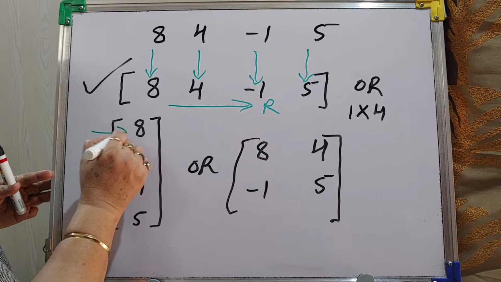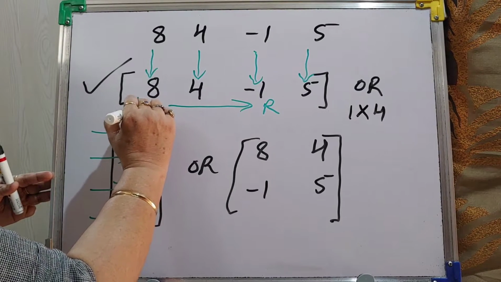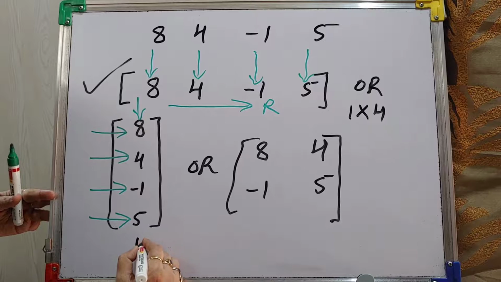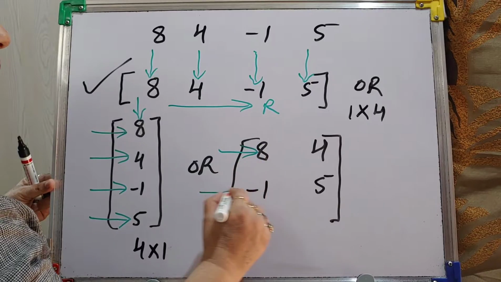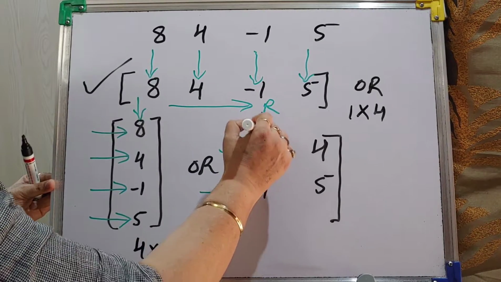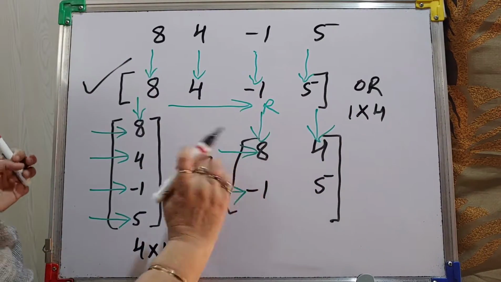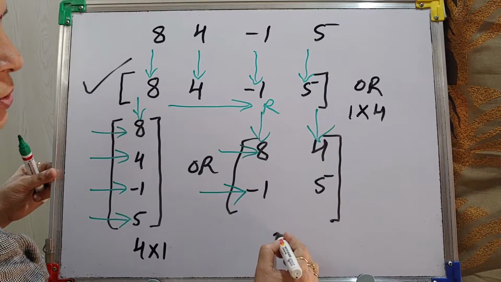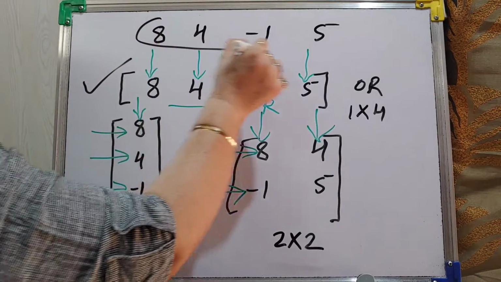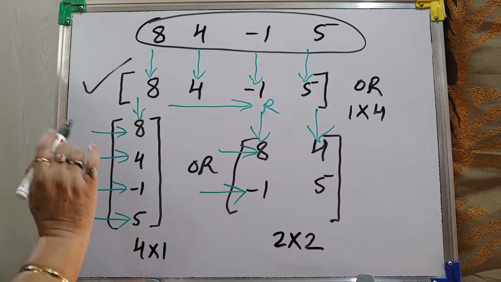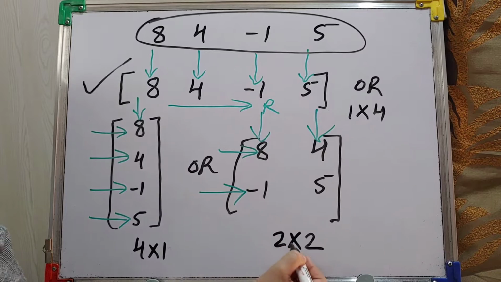Now here there are 4 rows and 1 column. So the order of this matrix is 4 by 1. In the same way here, first row 1 column, second row 1 column, first column, second column. So there are 2 rows and 2 columns. So the order of this matrix is 2 by 2. It means if 4 numbers are given to you, you can arrange them in 3 ways: 1 by 4, 4 by 1, 2 by 2.